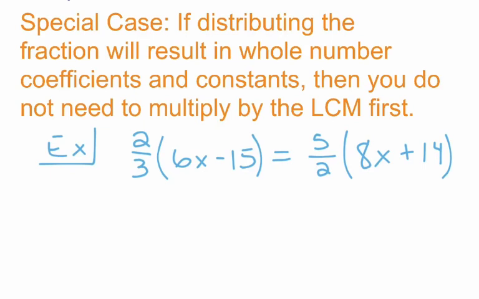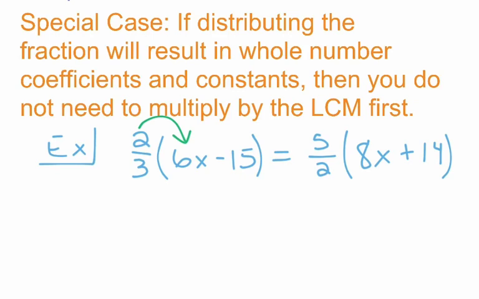You can go ahead and distribute, and when you distribute, the numbers inside the parentheses will cancel with the denominator, and you'll be left with whole numbers. Let's go ahead and finish this example, or at least take the next step, so we can see what I'm talking about here. Let's focus on the left side. We're going to take our 2/3, and we're going to distribute it to 6x and to minus 15.